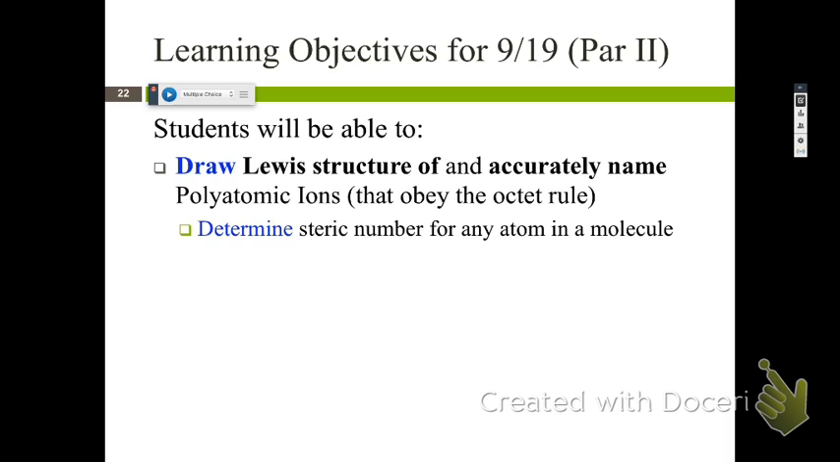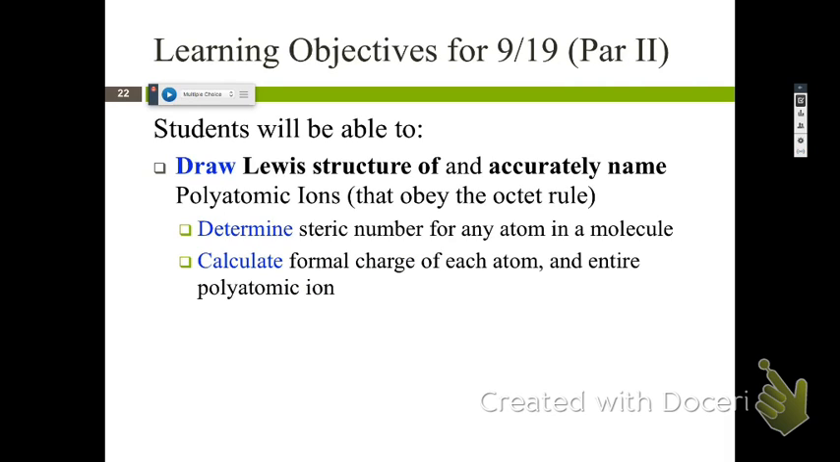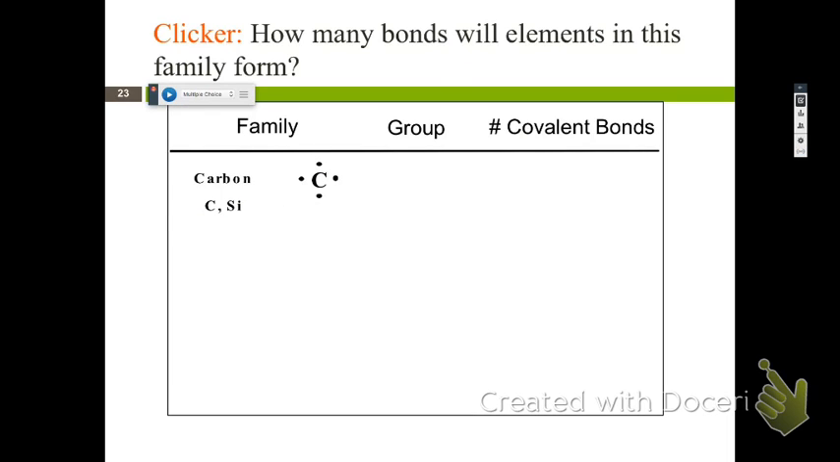That's going to allow us to talk about steric number. It's going to be important for the lab you're doing this week. It's going to be much easier to draw Lewis structures in lab if you've actually spent some time thinking about it. We need to calculate formal charge, and we're going to do a whole bunch of other stuff. So let's work on question number 7 on the front side.